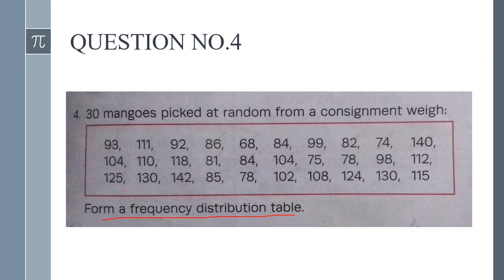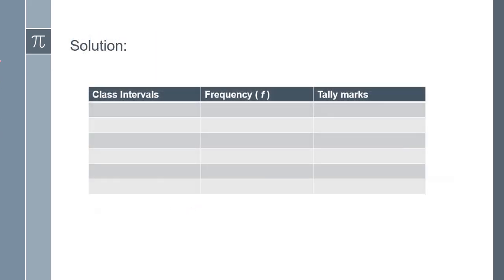So what is a frequency distribution table? A frequency distribution table is a table that shows class intervals and their corresponding frequencies. For the frequency distribution table, we have to follow a certain procedure. We need to form 3 columns in the table named class intervals, frequency, and tally marks. Now the point is how we get those column values. So moving on to the solution, a frequency distribution table will look like this. We have a column for the class intervals, a column for the frequency, and a column for the tally marks.